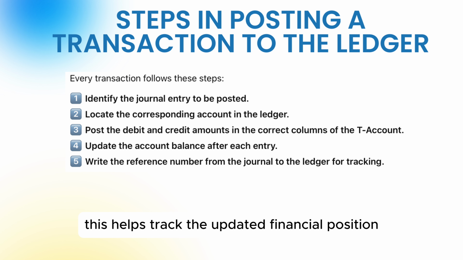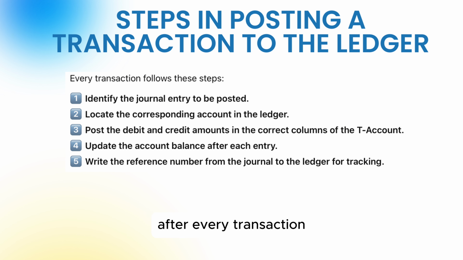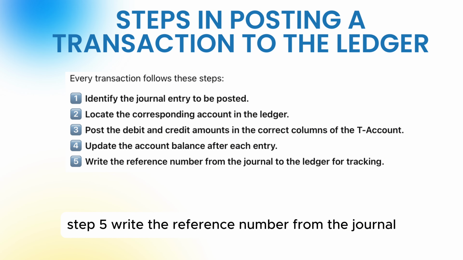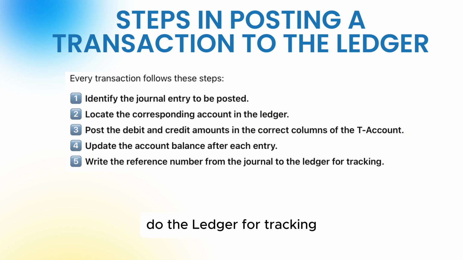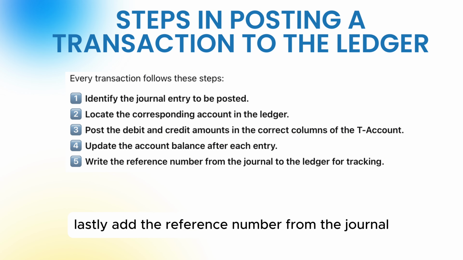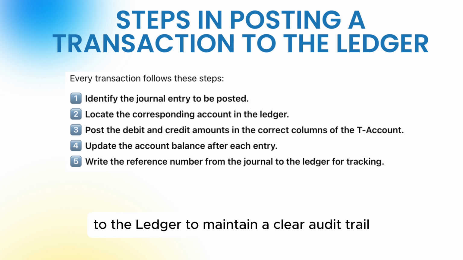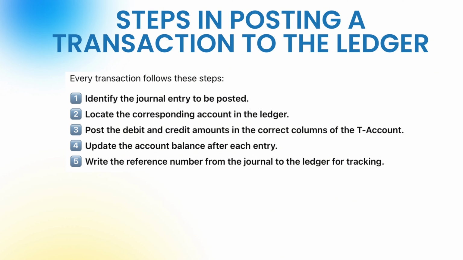This helps track the updated financial position after every transaction. Step 5. Write the reference number from the journal to the ledger for tracking. Lastly, add the reference number from the journal to the ledger to maintain a clear audit trail. This ensures easy tracking and verification of transactions.